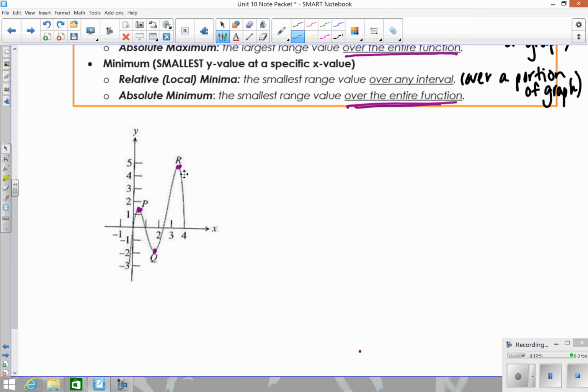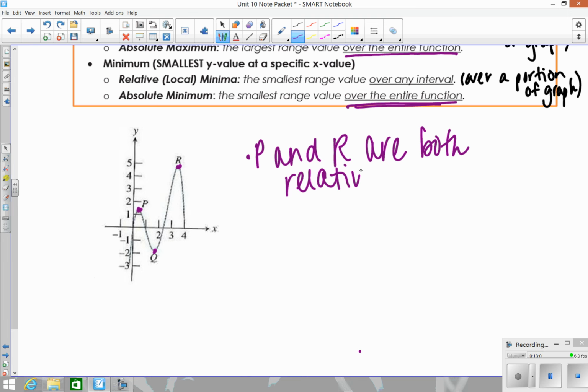So I can say that P and R are both relative maxima or maximum points, because if I look at just this section, then yes, R is a maximum. If I look at this section, then P is a maximum. So that's why they're maximums or relative maximums is over just a specific area.